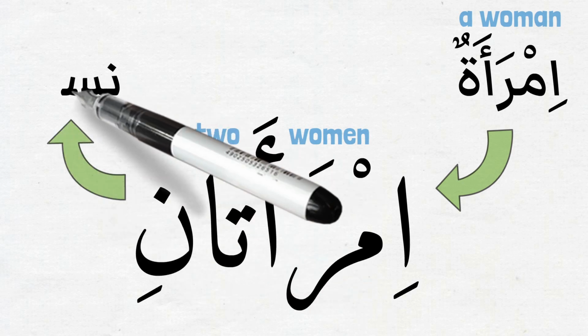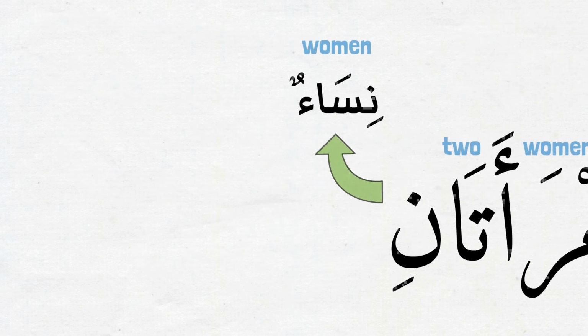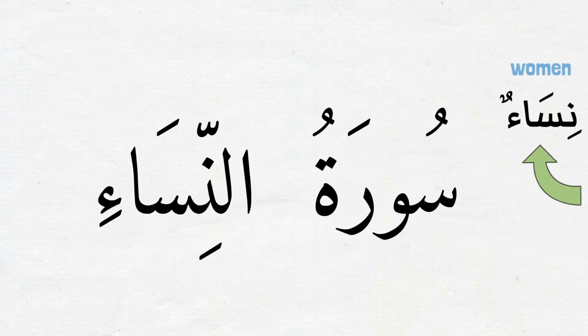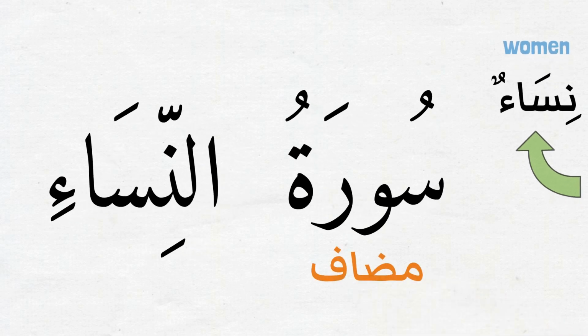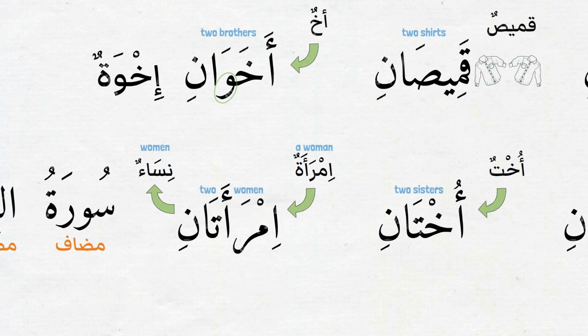Women in Arabic is nisa'un. You may find it easy to remember the word from the name of the Suratun Nisa in the Quran. Notice the phrase Suratun Nisa'i is the mudaf and mudaf ilayh combination. That is why the ism an-nisa is coming as majroor here.